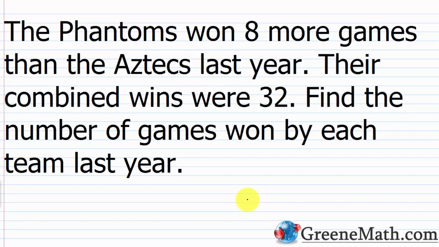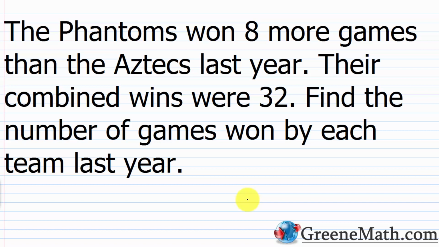So the Phantoms won 8 more games than the Aztecs last year. Their combined wins were 32. Find the number of games won by each team last year. So kind of our first step is to read the problem and determine what you're asked to find.